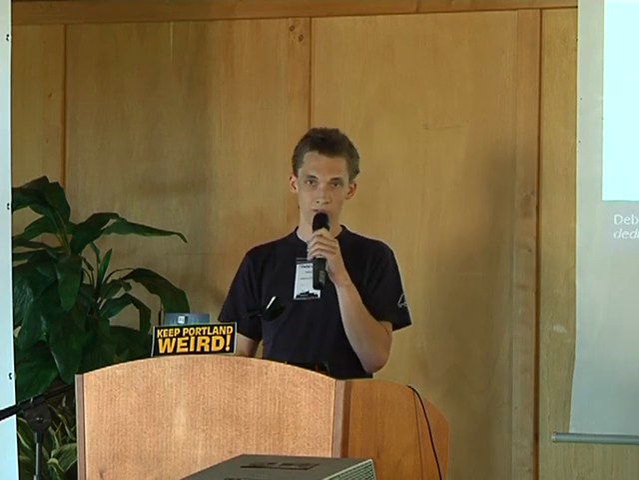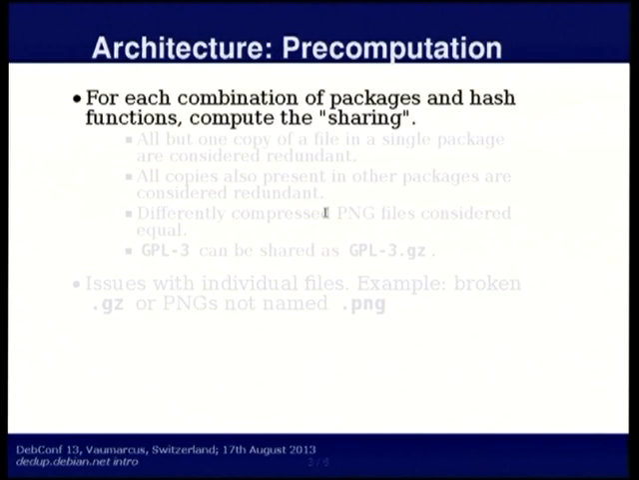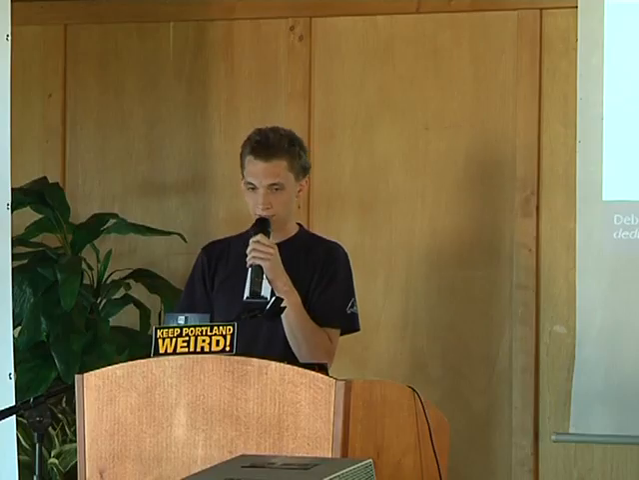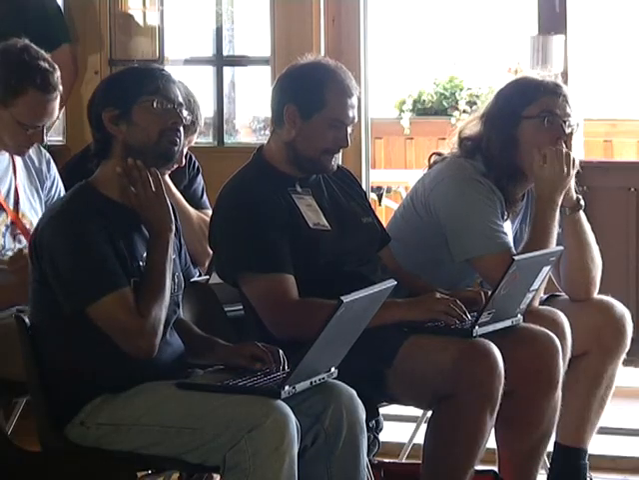Later on, I discovered there's a similar issue with PNGs. They compress differently, so let's just hash the contents. And when we're doing images anyway, let's also try GIF images. Currently it does only the first frame, so it has some false positives. Capturing all this in the database gives a big database, but querying it in a useful way is not that good, so I pre-compute the actual results in a sharing table, which is indexed by two packages each.